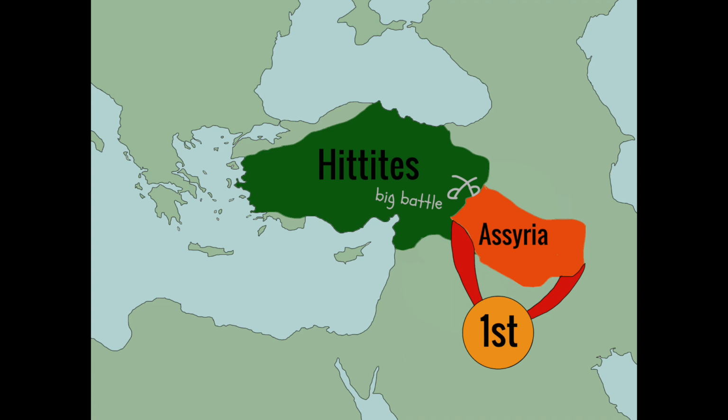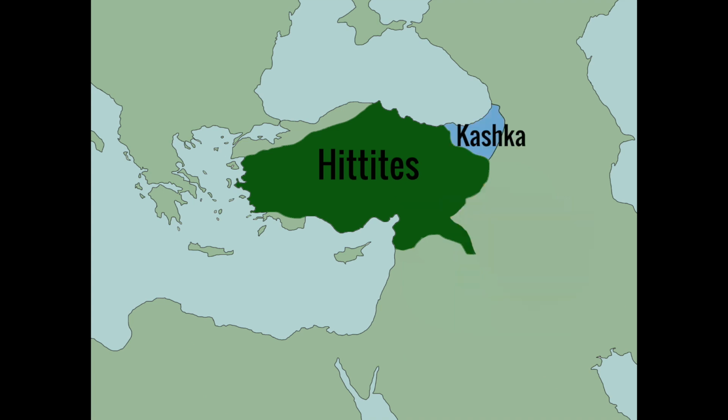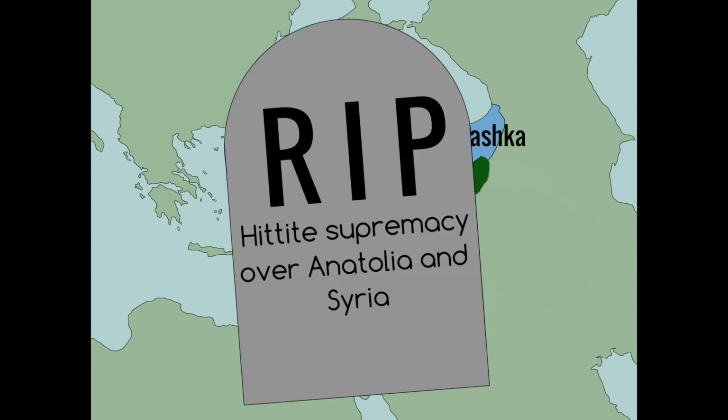This huge setback for the empire's military emboldens the Kashka people of the north to attack Hattusa, which they do with more success than they could have ever reasonably expected. And they, probably by accident, permanently cripple the ability of the Hittites to administer their empire.